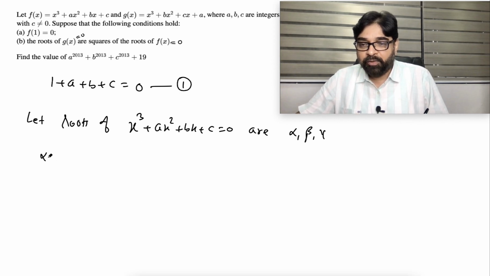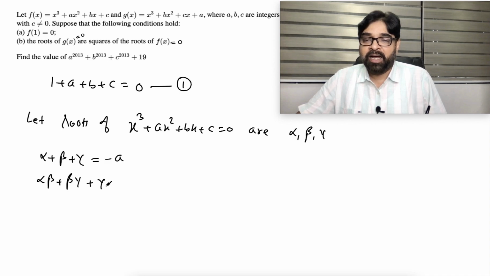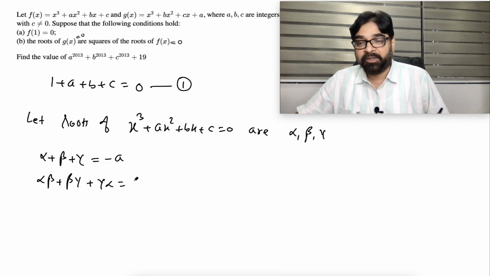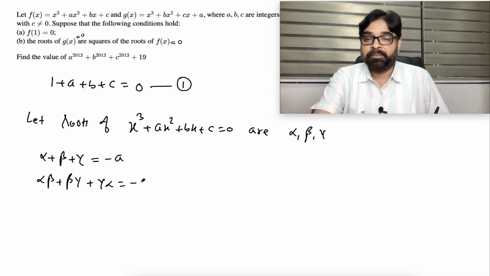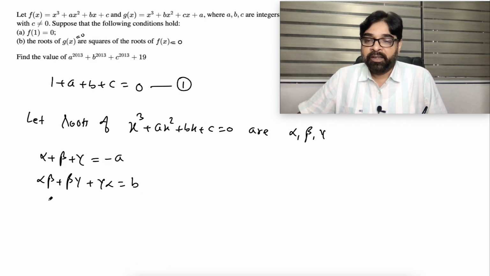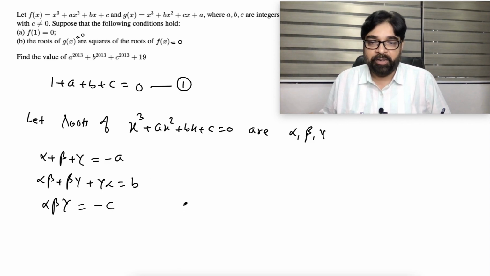So what conditions did you get? Alpha plus beta plus gamma, sum of roots, equals the first coefficient with sign change, minus a. Alpha beta plus beta gamma plus gamma alpha equals the second one, with sign change, plus b, means b. And the product alpha beta gamma equals minus, plus, minus, again minus c. These are the conditions we got.